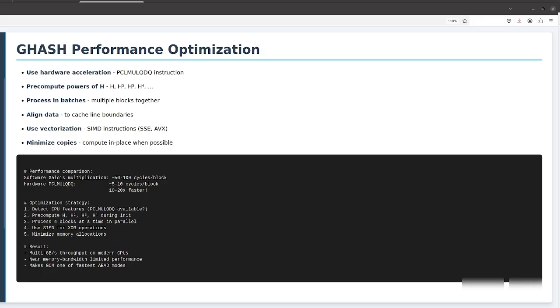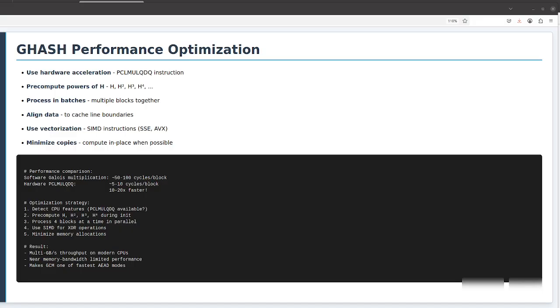Second, precompute powers of H instead of computing H times H during operation. Precompute H squared, H cubed, and so on up to some limit during initialization. Store these in a table. During GHASH computation, use these precomputed powers to parallelize block processing as we discussed earlier. The memory cost is small compared to the performance benefit.